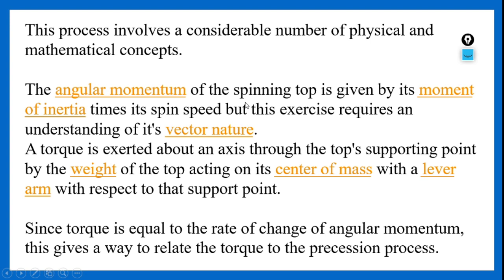So this process involves a considerable number of physical and mathematical concepts. The angular momentum of the spinning top is given by its moment of inertia times its spin speed, but this exercise requires an understanding of its vector nature. A torque is exerted about an axis through the top's supporting point by the weight of the top acting on its center of mass with a lever arm with respect to that support point. Since torque is equal to the rate of change of angular momentum, this gives a way to relate the torque to the precession process.